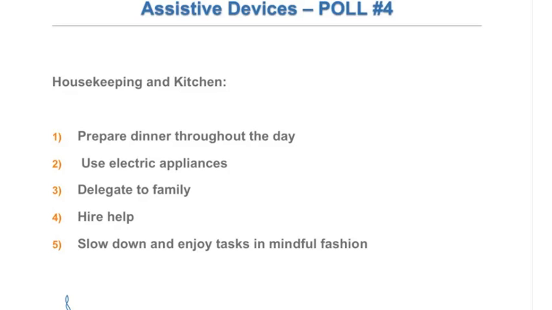So we've received answers, and it seems like the most common strategies used for housekeeping and in the kitchen are preparing dinner throughout the day and slowing down and enjoying tasks more. Those two were tied at 17%, and then the next one was using electric appliances, delegating to family, and then the last one was hiring help. And I imagine the cost involved is part of that. So I'm just going to share the poll results with the attendees and hand it back to you, Sue.